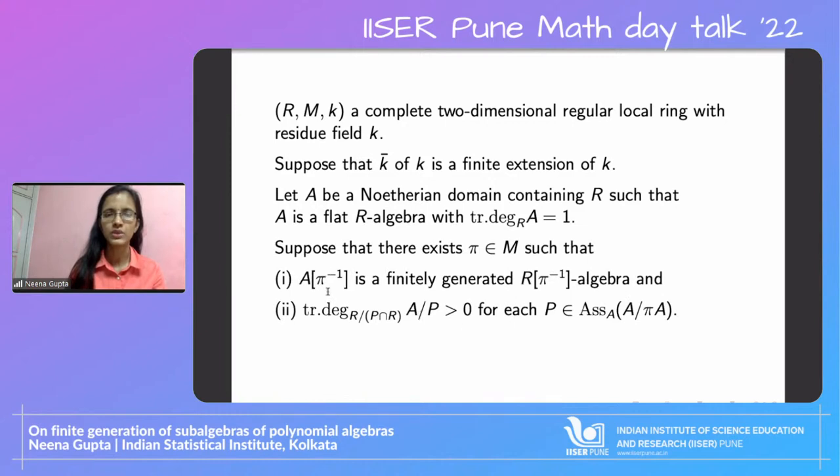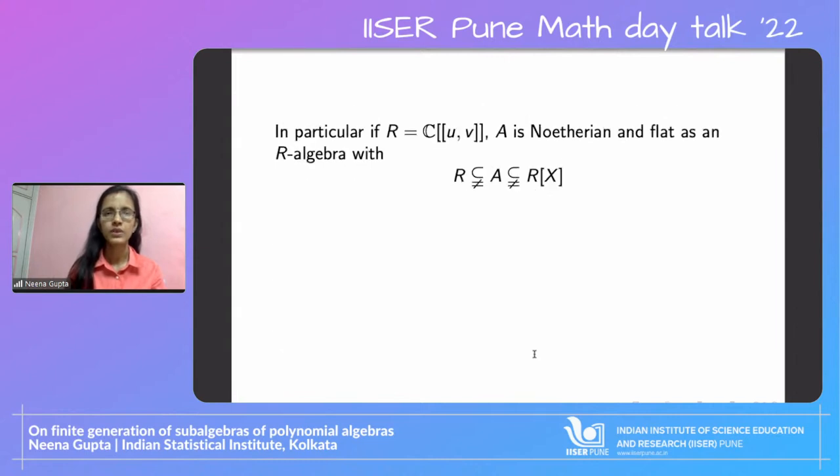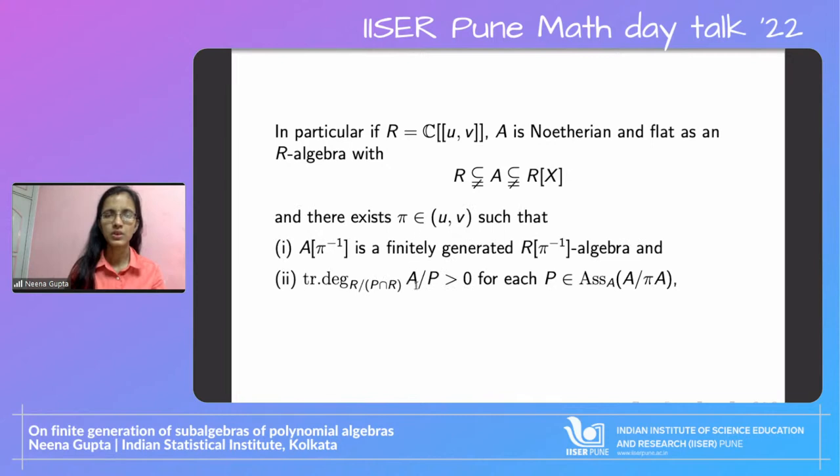Further, we assume these two conditions. I understand that there are a lot of conditions and it may make things seem more complicated, but believe me, they are easy provided we have a little background in commutative algebra. That is, A[π^{-1}] is a finitely generated R[π^{-1}]-algebra and the transcendence degree of A/P is positive for every associated prime ideal P of πA. Then A is finitely generated. In particular, this is a special case where very minimal conditions are assumed. When R is the power series ring C[[U,V]] and A is Noetherian and flat such that these two conditions are satisfied, then A is finitely generated. So this is what we could achieve.